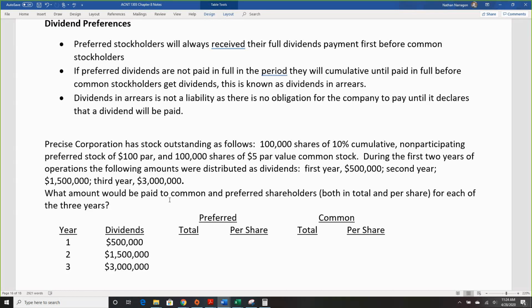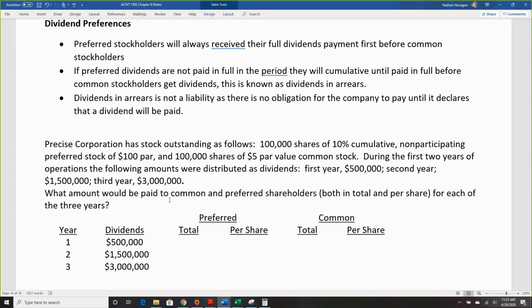Problem is, if a company does not issue dividends, it becomes cumulative. Basically, you again are guaranteed these dividends. They become known as dividends in arrears. We don't make journal entries for these. We just have to keep track of how much dividends preferred stockholders are guaranteed. So, again, dividends have no actual obligation to pay. It's only when the company declares it.